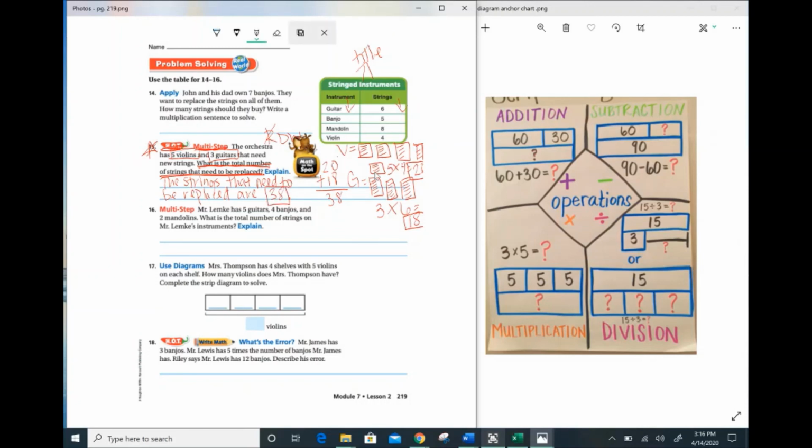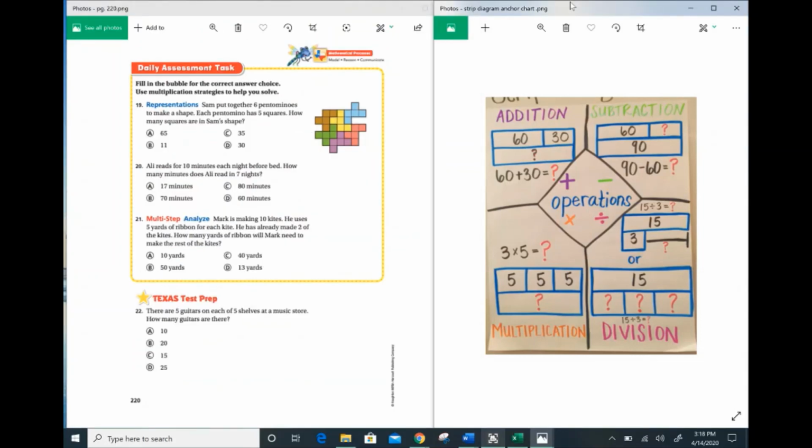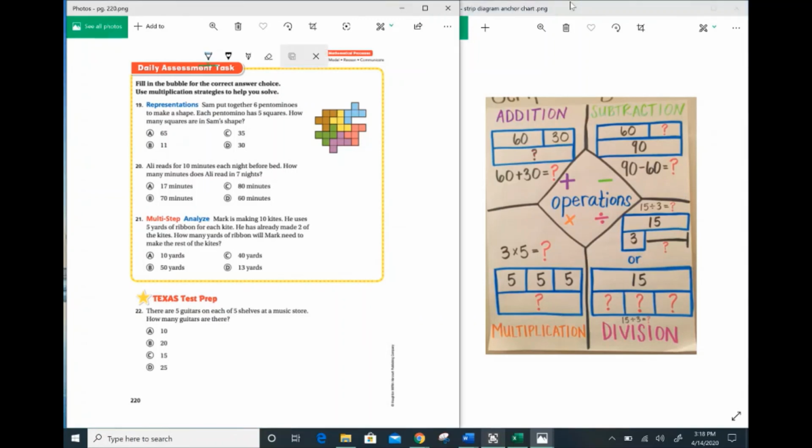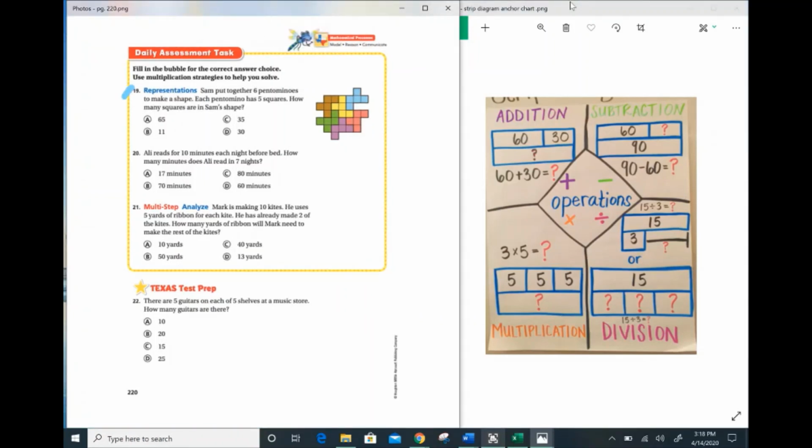Go ahead and do 14, 16, 17, and 18. Don't forget to do 19, 20, 21, and 22.